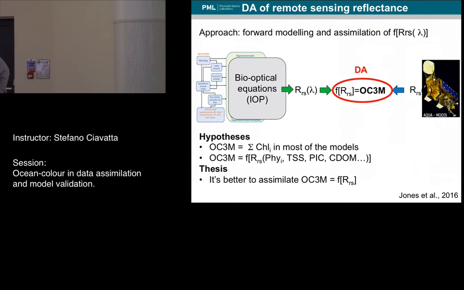It's something more complex, which is also a function of total suspended solids, particulate inorganic carbon, dissolved organic matter, and so on. And let's derive from our model, using the remote sensing reflectance, OC3M-like data considering total suspended solids and so on. And the thesis is, okay, it's better to assimilate OC3M, imagining it as a function of all these things, rather than just as if it was chlorophyll.